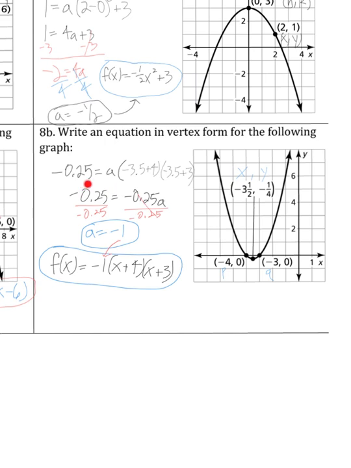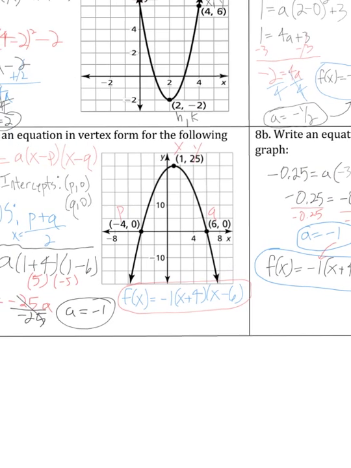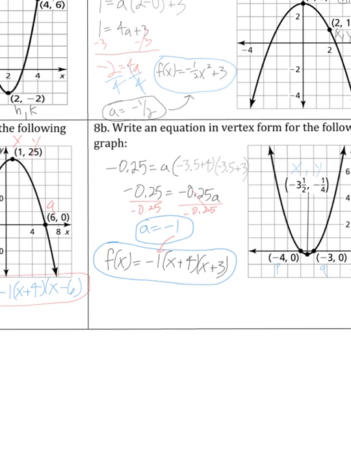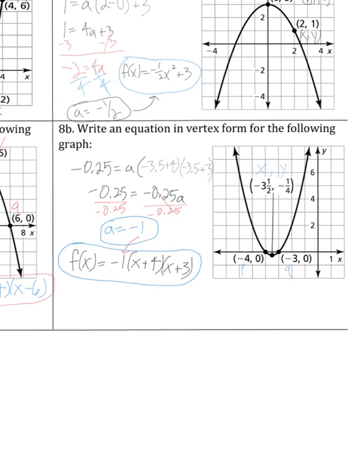So I plugged in everything. It's the intercept form, which is a times x minus p times x minus q. So you just had to minus these two, p and q, in there. And so I ended up getting negative 0.25a equals negative 0.25, divided by itself gets you positive 1.